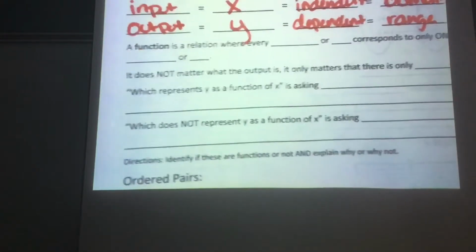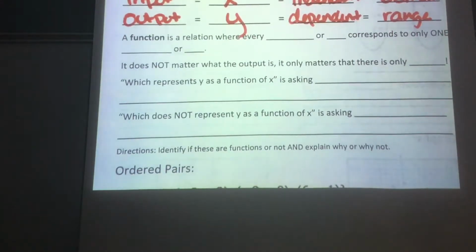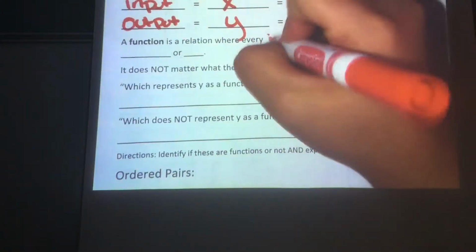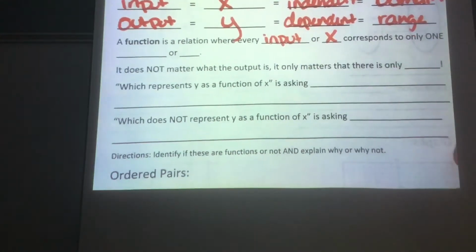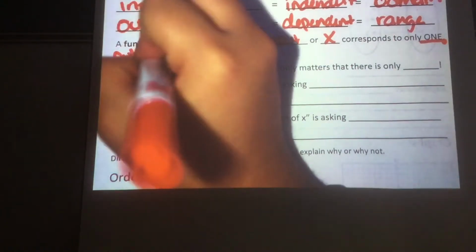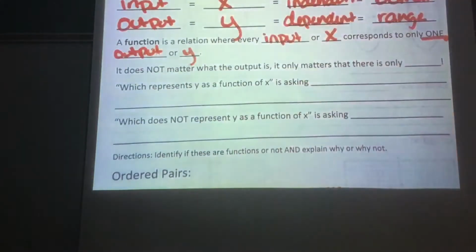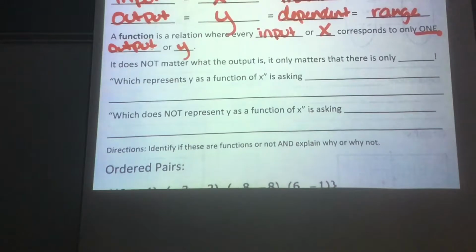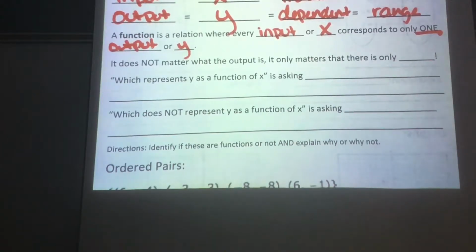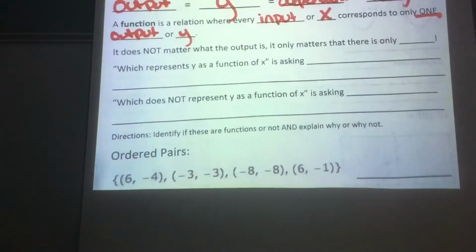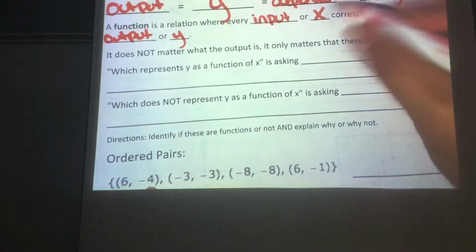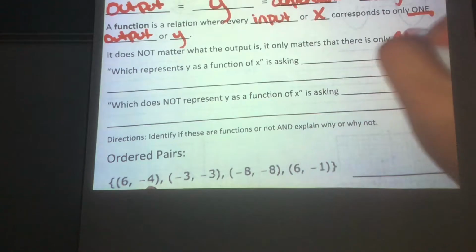Okay. So a function is a relation where every input, or x, corresponds to only one output, or y. So I don't care what my output is, I just care that every input only has one output. So it does not matter what the output is, it only matters that there's only one.